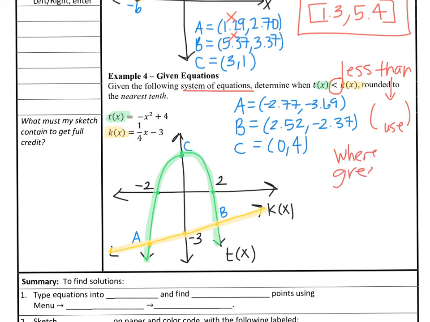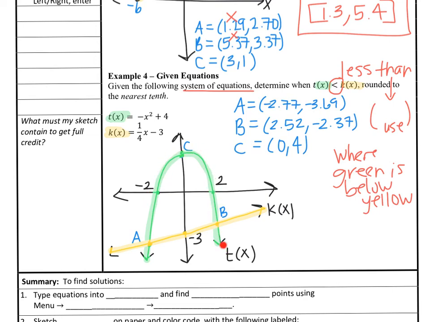So looking at the graph, we want to determine where green is below yellow. Okay, so where's the green below the yellow? Well, if you look at your graph, starting from left to right, the yellow is on top of the green, and this line actually extends out to negative infinity. So the green is below the yellow from negative infinity up to this point A, and the x value is negative 2.77. And then from here to here, the green is above the yellow, so we don't want that.